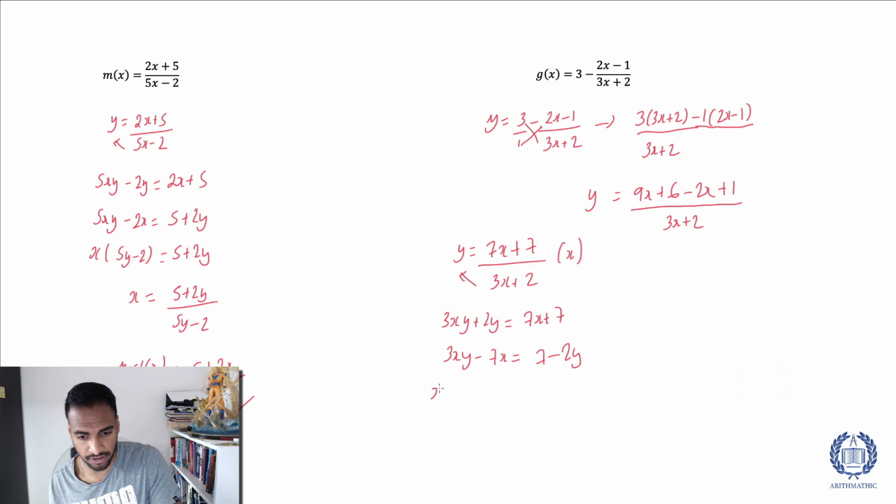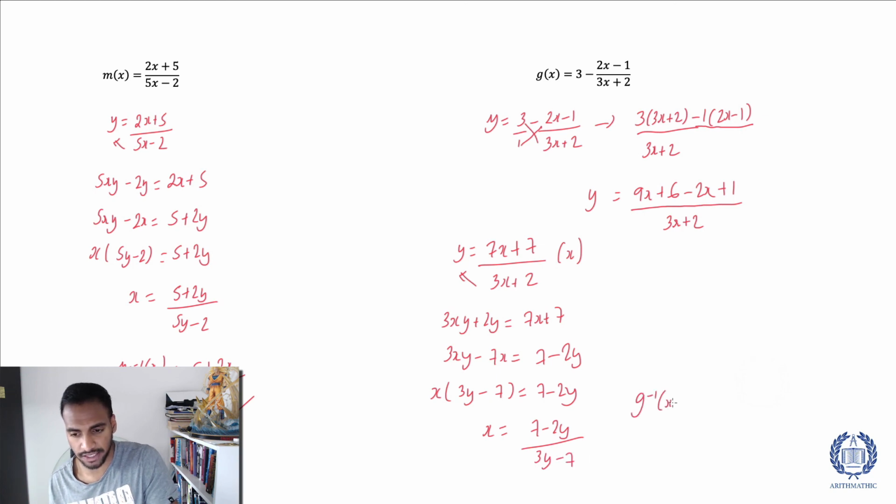Let's take x out because that's in common. So we'll be left with 3y minus 7 equals to 7 minus 2y. Final step here is x equals to 7 minus 2y over 3y minus 7. And now all we need to do is write g minus 1 of x equals to, change all the y's into x. So we're going to have 7 minus 2x over 3x minus 7. And that is your answer.